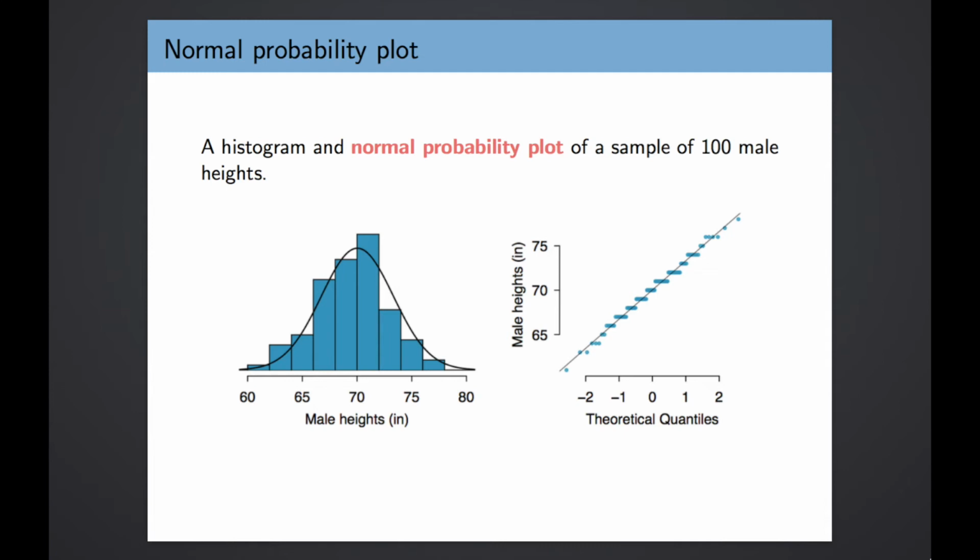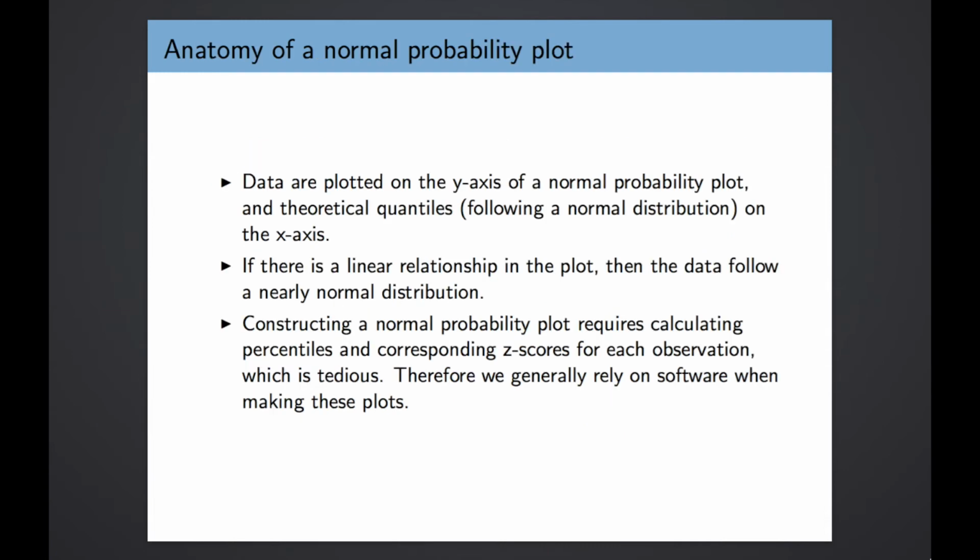So just to reiterate, in a normal probability plot, the data points are plotted on the y-axis and theoretical quantiles are on the x-axis. And what we're looking for is a linear relationship in the plot to show us that the data follow a nearly normal distribution. And finally, creating these plots is complicated if you were to try to do it by hand, so we use statistical software like R to create normal probability plots.